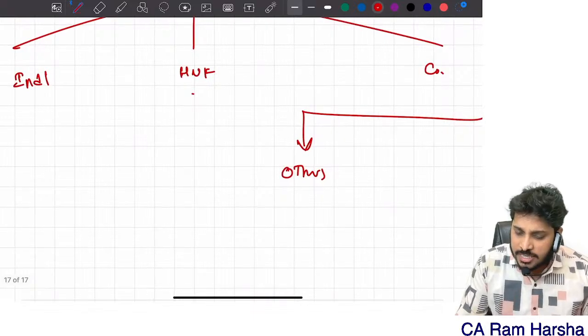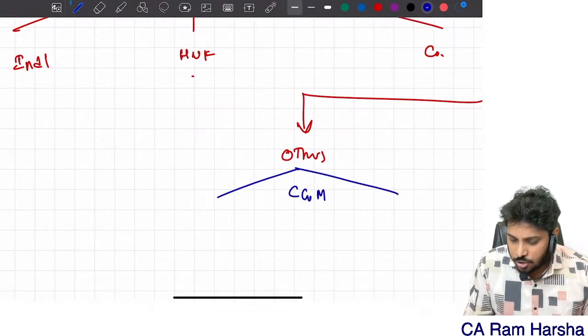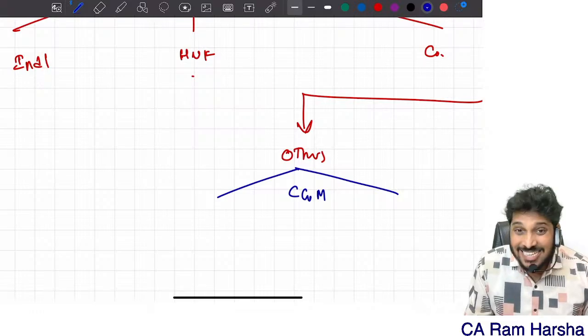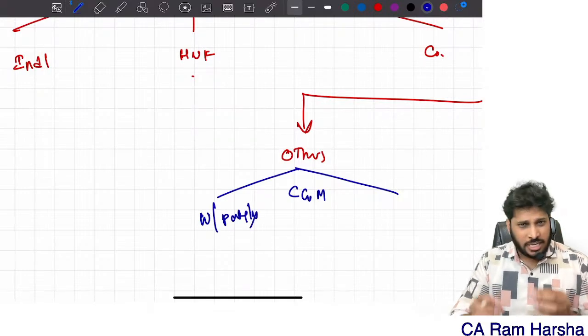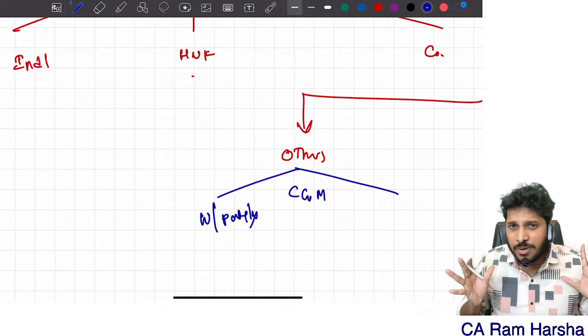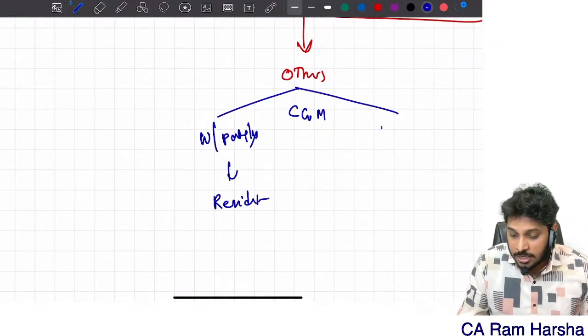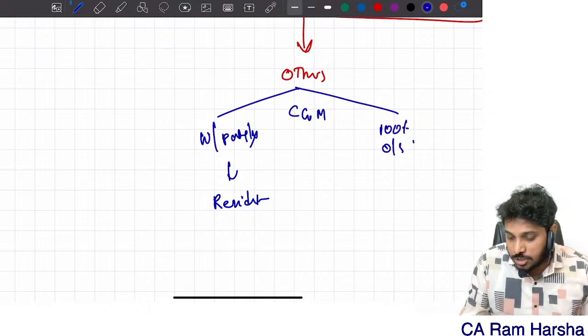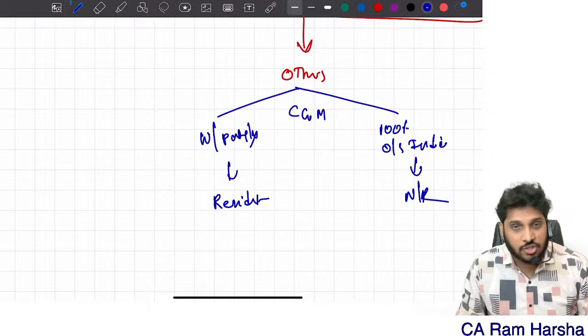For others, what is the residential status? Control and management. Is it in India wholly or partly also? Even if 10% control and management is in India, that's enough. Remaining people are said to be resident. What if 100% of control and management is outside India? Then they are called non-resident.